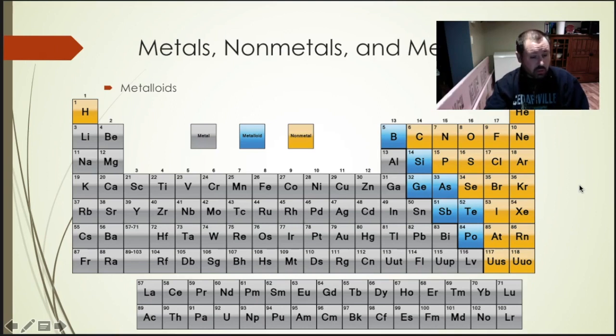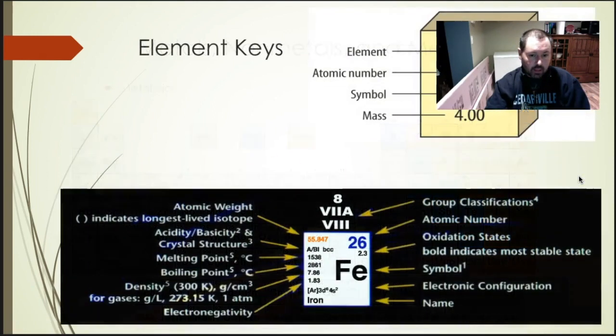And I'm pretty sure on your test, I'm going to give you a blank periodic chart. I'm going to ask you, like, hey, if you found an element that conducted electricity, it conducted heat, it was shiny, where on the periodic chart would you find it? And you just have to point towards the left-hand side.